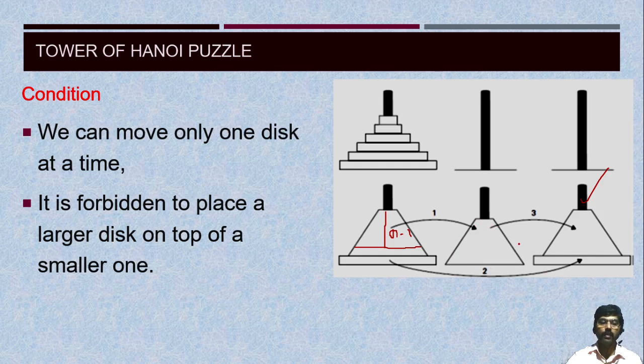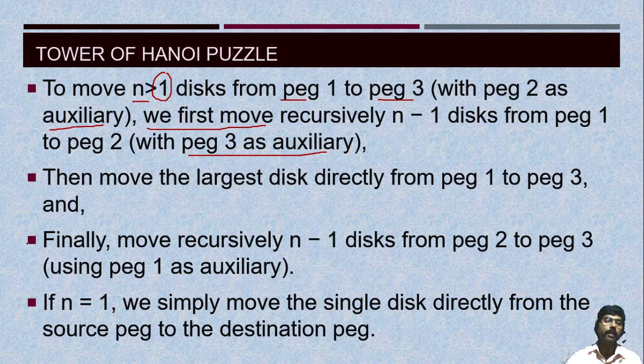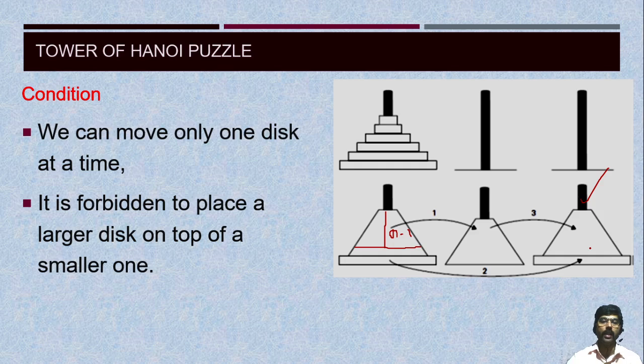After that, what do you have to do? Then move the largest disc directly from peg 1 to peg 3. After this, finally move recursively n-1 discs from peg 2 to peg 3 using peg 1 as the auxiliary. Then the remaining n-1 discs I have to move here, using peg 1 as the auxiliary. It's a recursive technique.